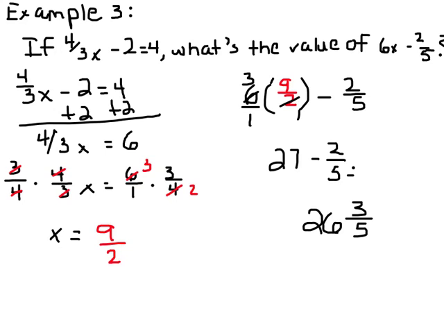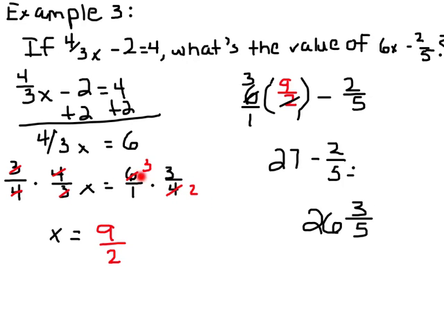Example 3 says if 4/3 x minus 2 equals 4, what's the value of 6x minus 2/5? Alright, well, let's look at this. 4/3 x minus 2, we're going to add 2 to both sides. 4/3 x equals 6. Now I've got to divide by 4/3, which means that I flip it upside down and multiply by its reciprocal. When I do that, all of these cancel out, which is what I wanted, leaving x by itself. And then I'm going to put a 1 under this 6 to make it a fraction. 6 over 1 times 3 over 4.